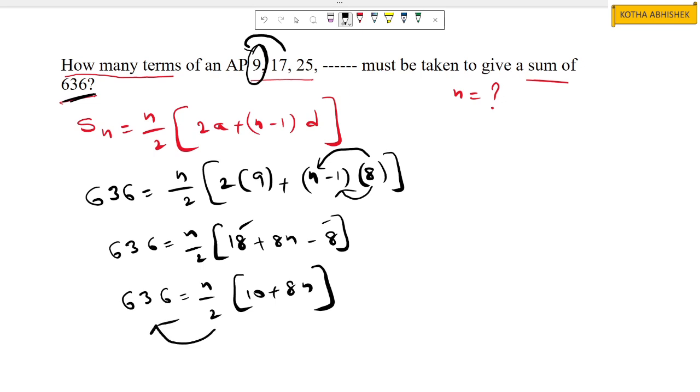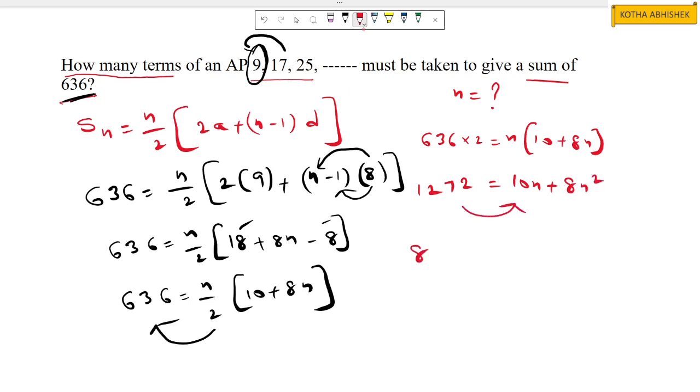Taking this 2 to the left side, here it is division, so on the other side it becomes multiplication. So 636 into 2 equals n times 10 plus 8n. 636 into 2 is 1272, which equals n into 10, 10n, plus 8n into n, 8n square. Taking this 1272 to the right side, it becomes 8n square plus 10n minus 1272 equals 0.